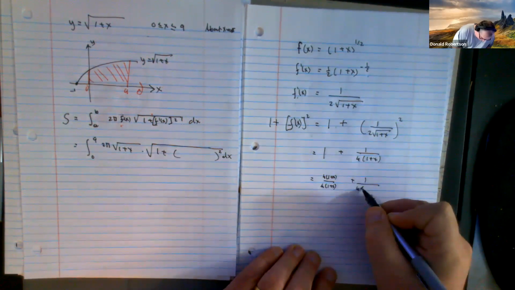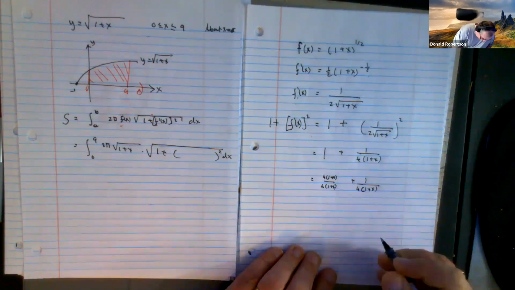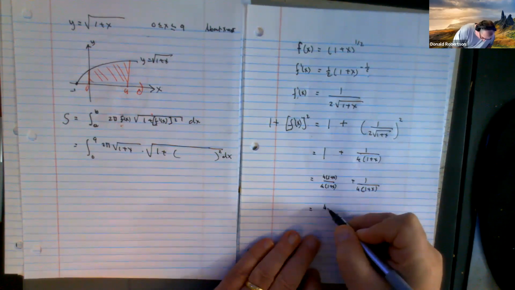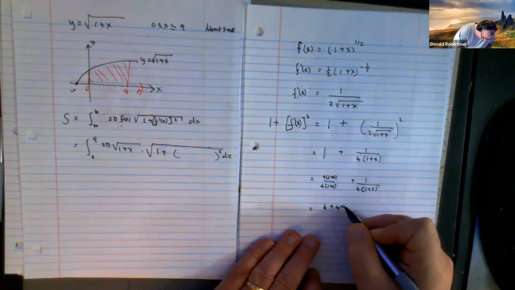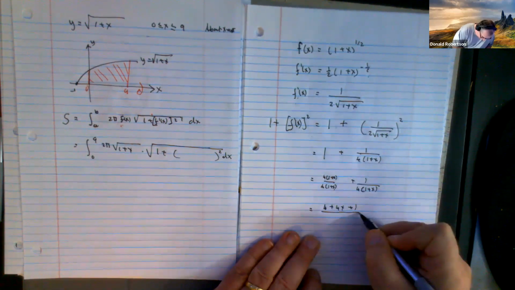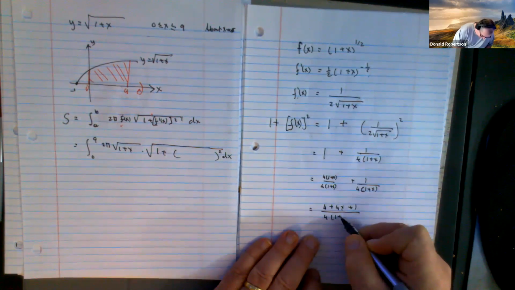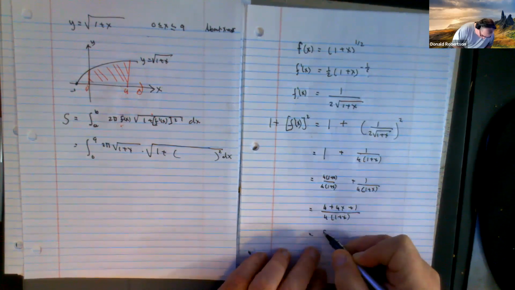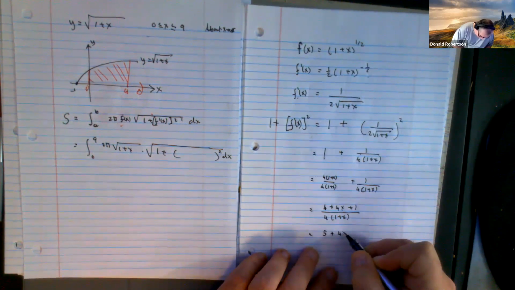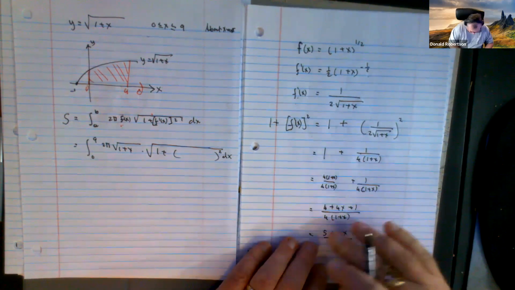What's that guy? And so what do I get? I get 4 plus 4x plus 1 over 4 lots of 1 plus x. Not very interesting. I was hoping for a perfect square, but too late now.